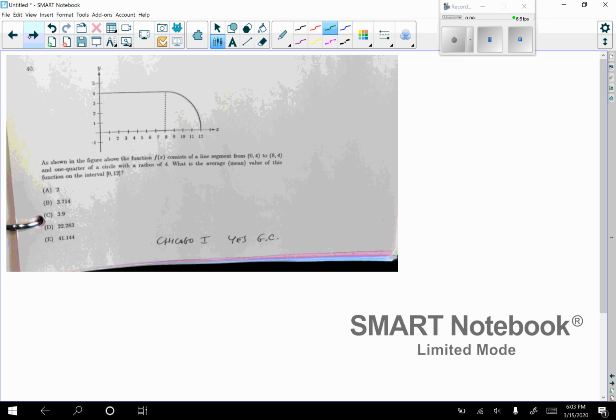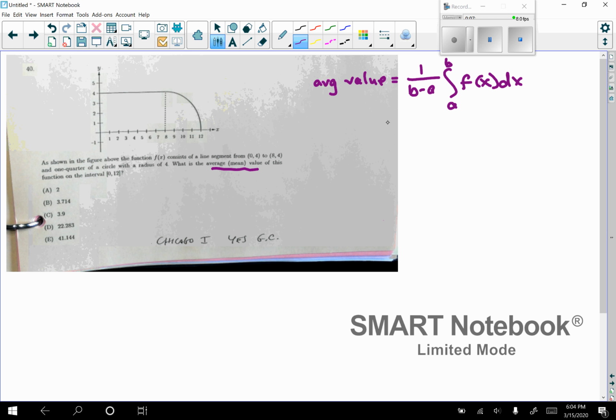All right, for 40, we're looking at a graph here, consists of a rectangle and a quarter of a circle from 0 to 4 and 8 to 4. For the rectangle, 1/4 of a circle with radius of 4. The average mean value is what we've been looking at. The average value is that fraction of 1 over b minus a times the integral of a to b of f of x dx here.